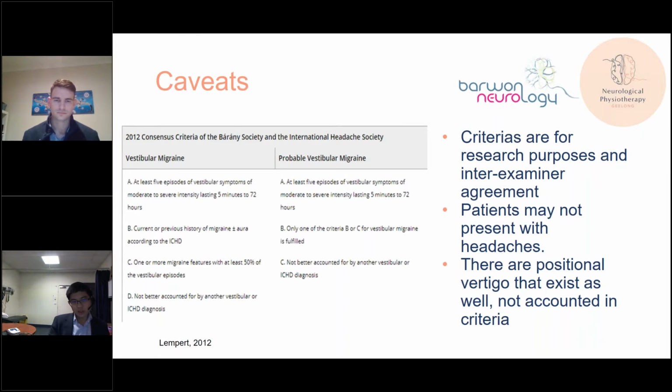Just by general experience, and I think the Bárány Society has made an exception for that, some patients don't necessarily have headaches or migraine history, and you can see that outlined under the probable vestibular migraine subgroup. And as I mentioned earlier, there are some groups of vestibular migraine that exist as positional vertigo, and this is quite a common thing that we do see, but again it is not accounted for in the criteria. So let's just be mindful that you have that criteria as a reference point, but in clinical scenarios sometimes you won't see it as such.